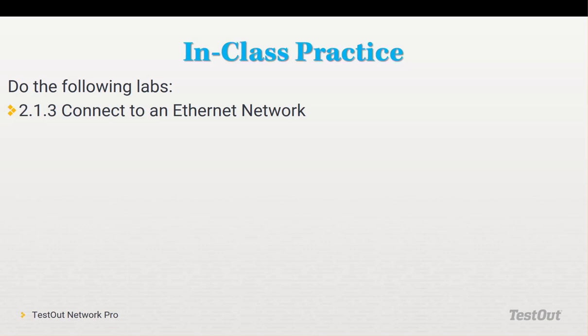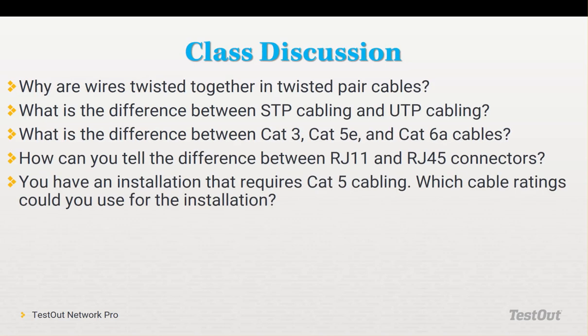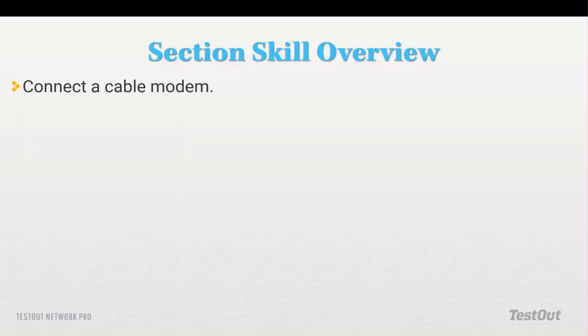Then again, you're going to do a lab, connect to an Ethernet network. And these are class discussions that you can just look at and make sure that you understand how each and every one works. Here's coaxial cable, and really the only thing that it's used for nowadays is for your cable TV and maybe your satellite TV. There's not going to be any networks of any consequence that are going to be using coaxial cable.